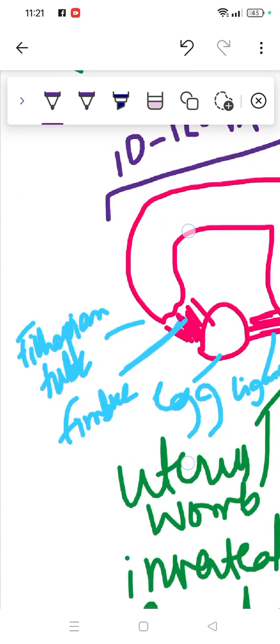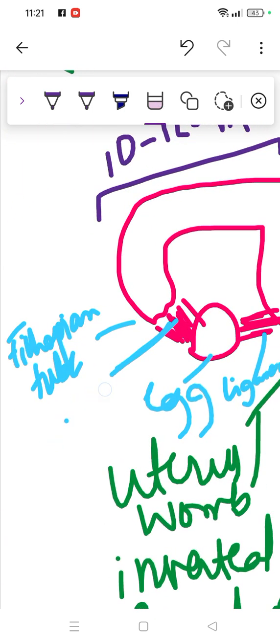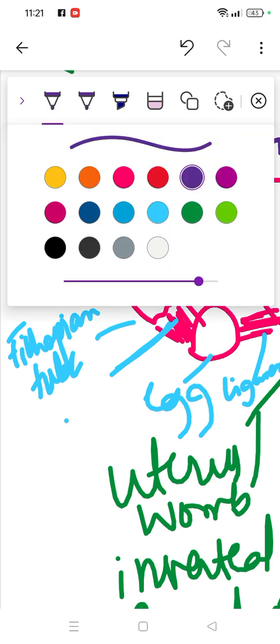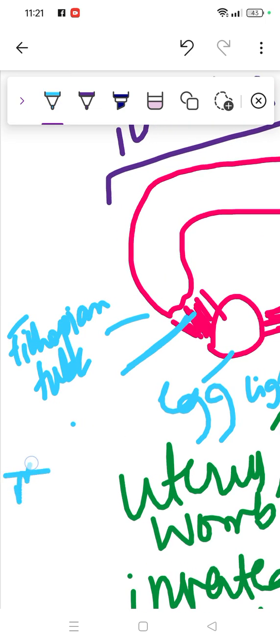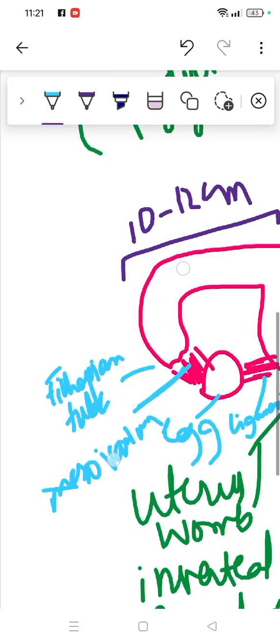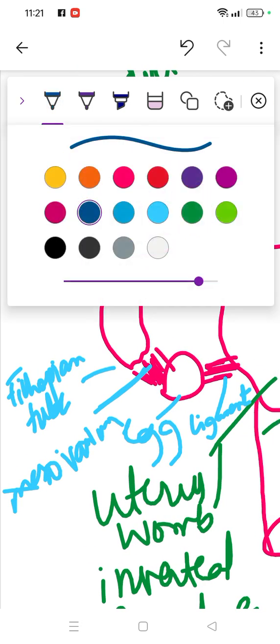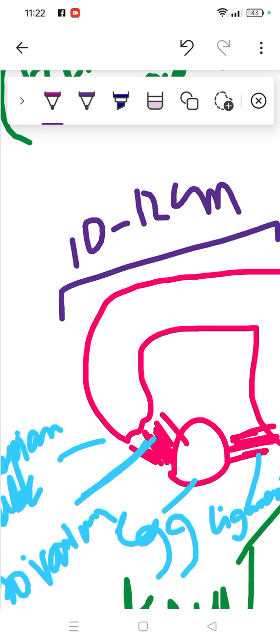So I was just discussing this part. This is not called the fimbriae, whereas this is called the mesovarium, and I'm sure it's clear. Then we have, let's go with the purple color now, this oviduct, which is around this long, as I mentioned.